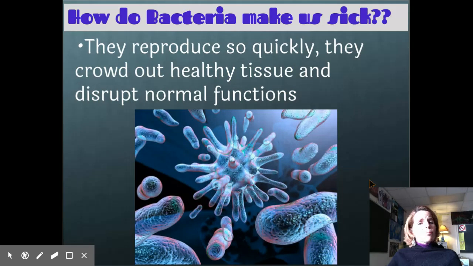In the end, bacteria reproduce so incredibly quickly. They can divide every 20 minutes. So think about the staggering numbers. They can actually crowd out healthy tissues and disrupt our normal functions.